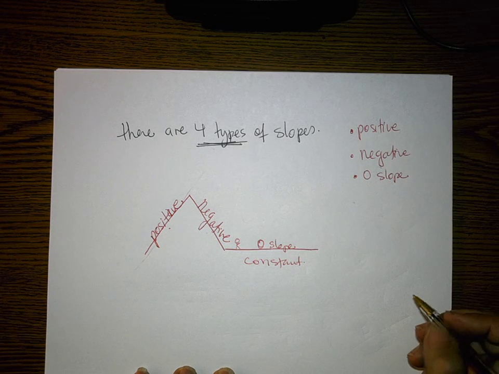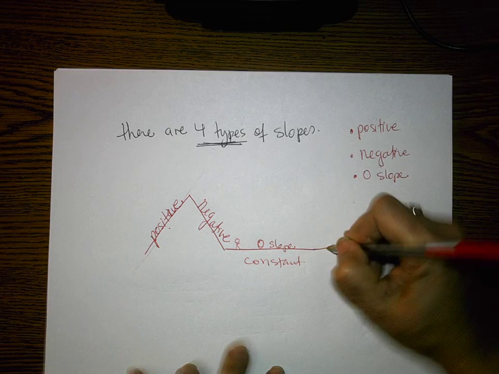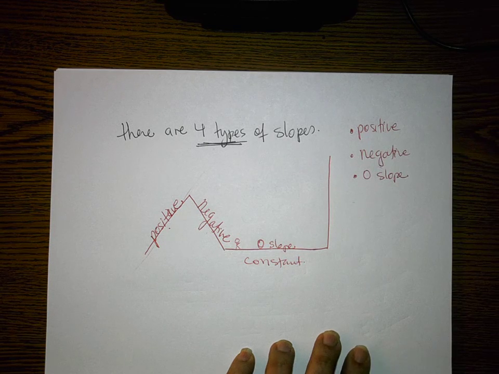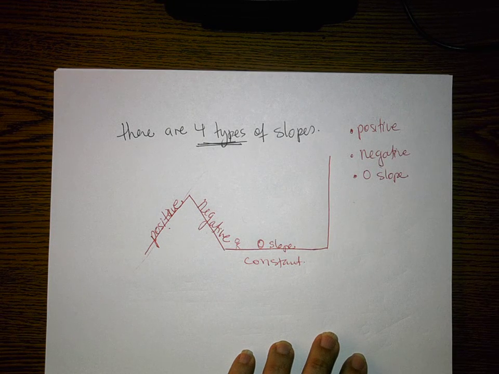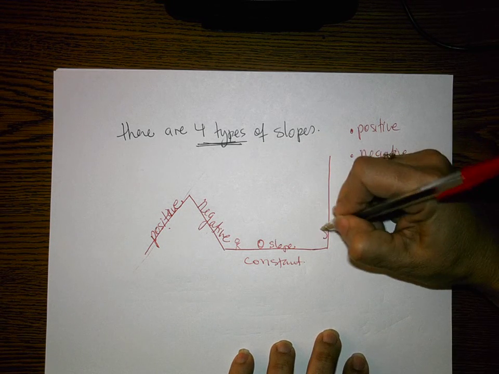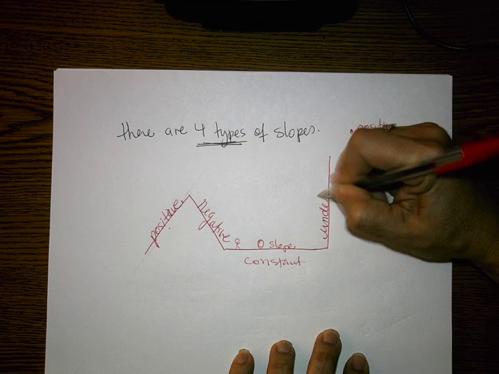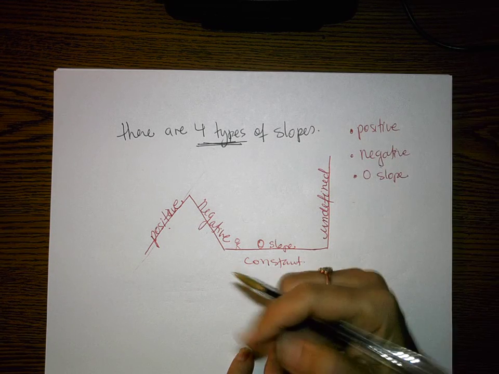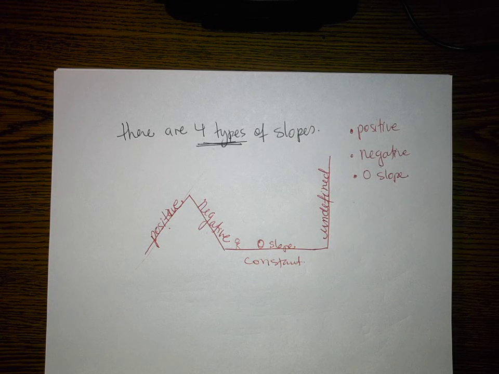Now, how about if I have this right here? How about if I have a vertical? Is there a slope there at all? No. Who can climb up walls? Spider-Man. So this is undefined because he is not real.